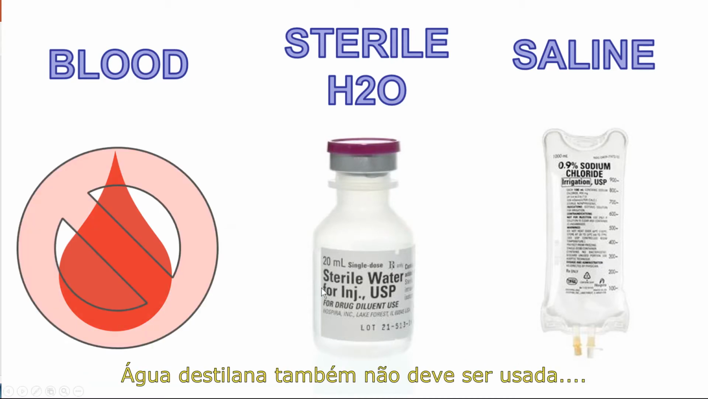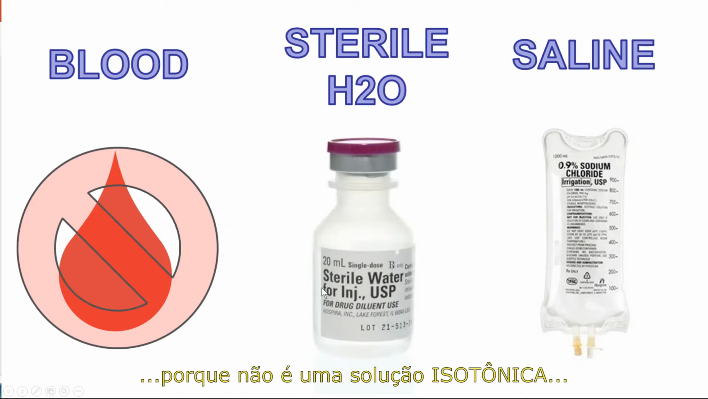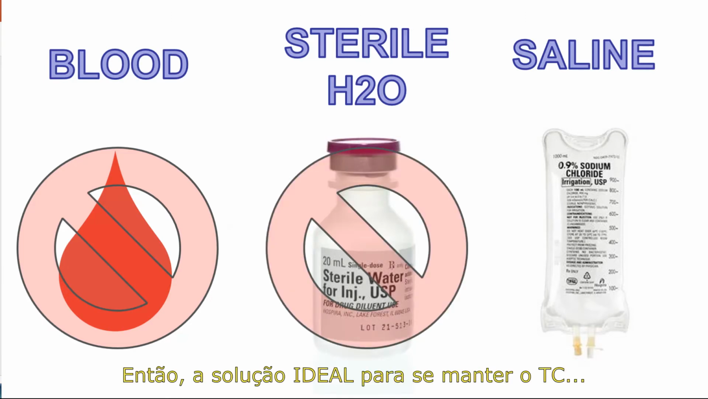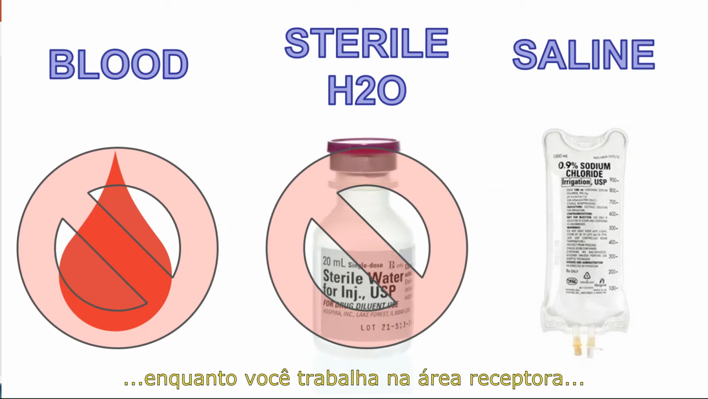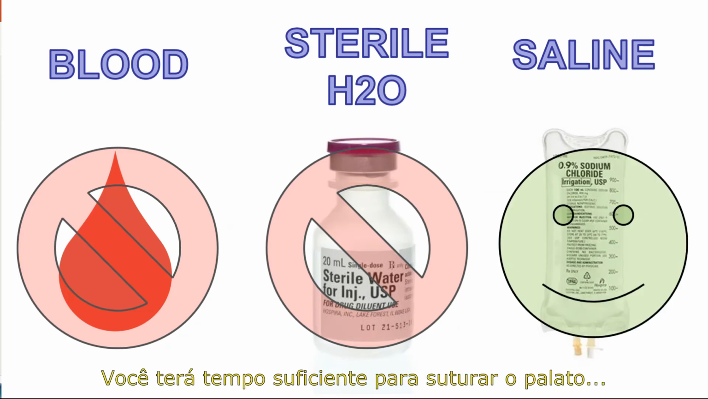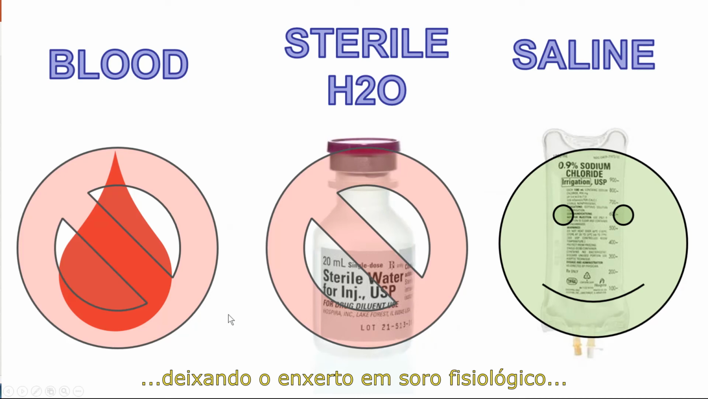Sterile water should also not be used because it is not an isotonic solution. It will cause cell lysis over time. So the ideal solution in which to place your connective tissue graft while you work on the recipient side is saline. You have enough time to start suturing the palate, leaving this graft in saline until you start working on the recipient side.